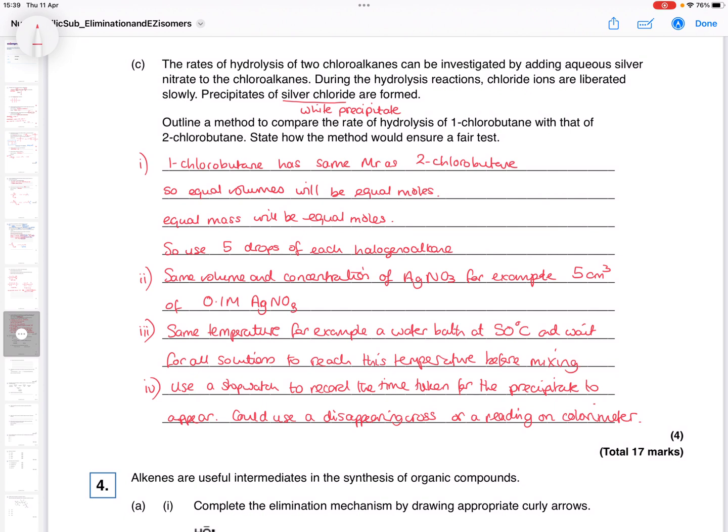And then finally it says to compare the rate of hydrolysis. So what we've measured there is the time taken. So the final thing we would need to say is that rate is proportional to 1 over time. Or you could have said the faster time is equivalent to a higher rate of reaction.